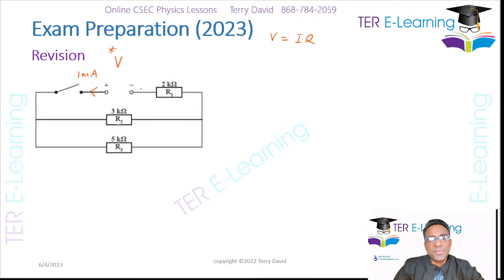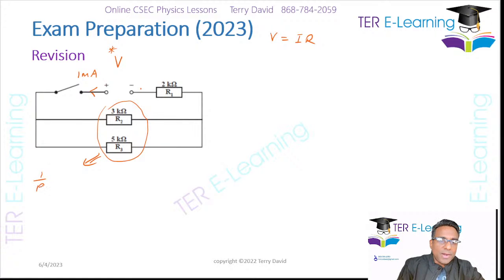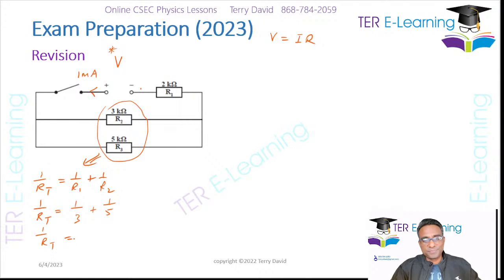So we have two resistors in parallel, these two resistors here. I'll work out that combined resistance first. So 1 over RT for resistors in parallel is 1 over R1 plus 1 over R2. Since you have 3 kilo ohms and 5 kilo ohms, I'll just use the numbers as they are. So 1 over RT is equal to 1/3 plus 1/5.